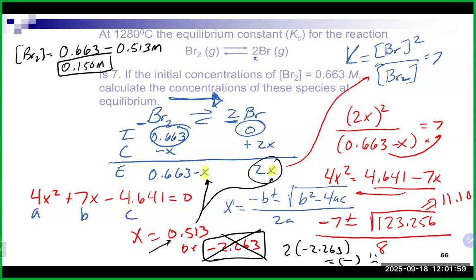We could do the same thing over here for our Br. Our Br in this case at equilibrium is equal to 2 times X. So that would equal 2 times 0.513. And that's going to get me 0.513 times 2. We'll call it 1.03 molar in this particular case. First off, any questions on that calculation?